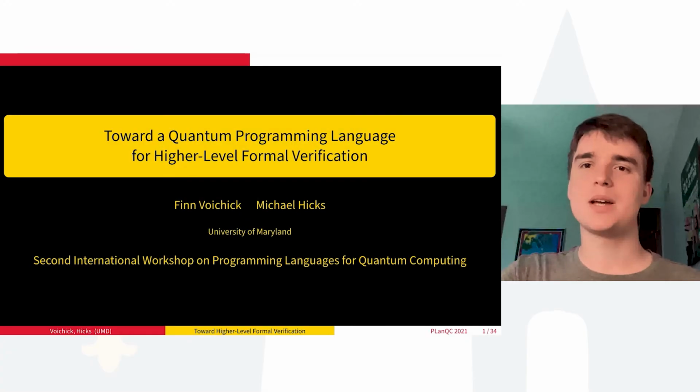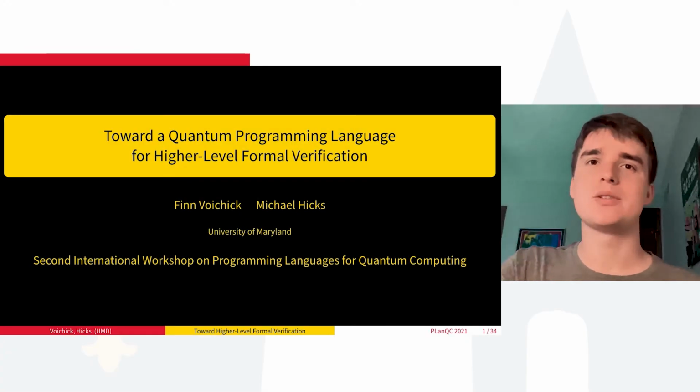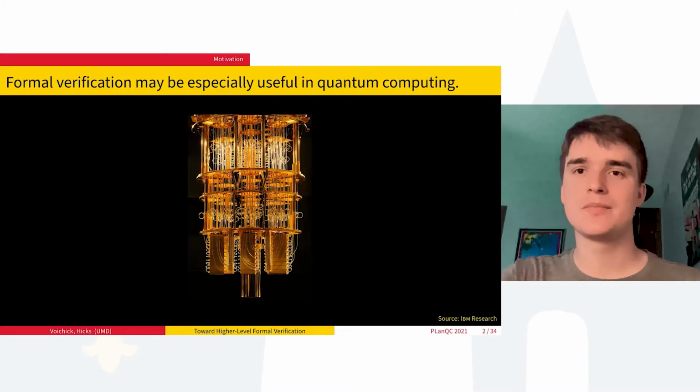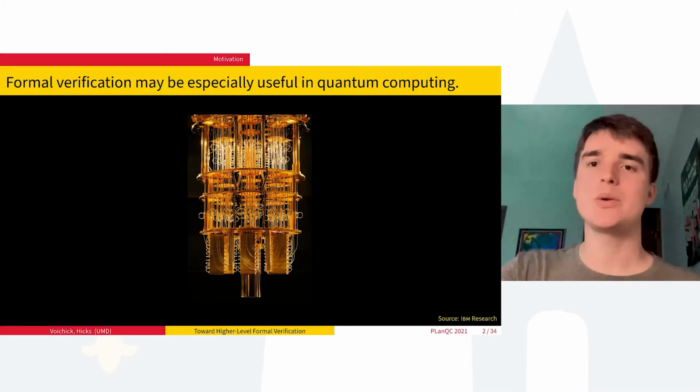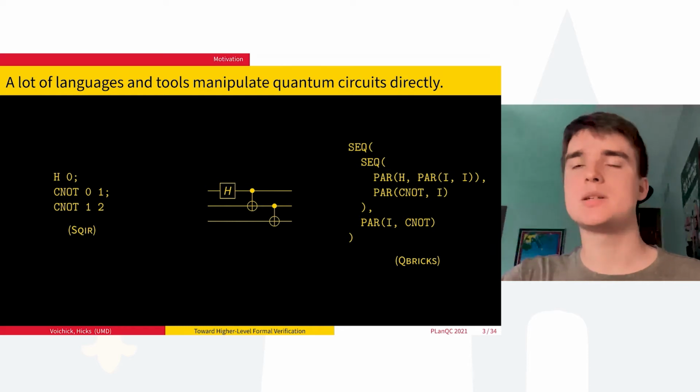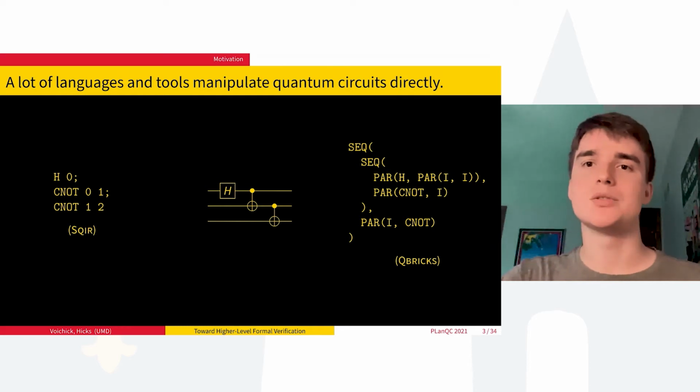Hello everyone, I'm Finn, and I'll be talking about work that we've been doing toward a quantum programming language for higher level formal verification. Our main motivation is that we would like to be able to write high-level quantum programs and then reason that they are correct. However, today's quantum programs are often expressed at a low level as circuits, and means for assuring their correctness, like testing and simulation, are difficult and expensive.